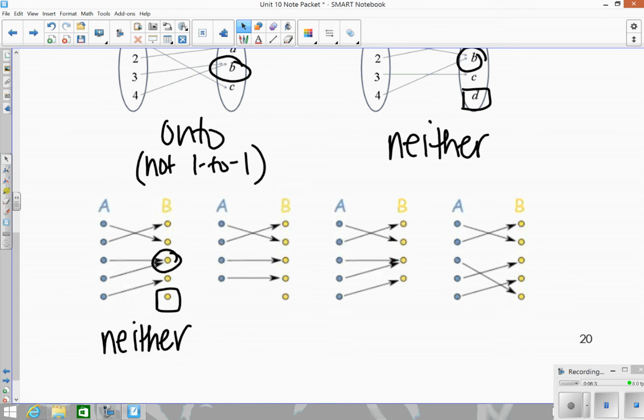This example here can't be onto because this element will never get mapped to. And all of these only have one input getting these outputs, so it would be 1 to 1.